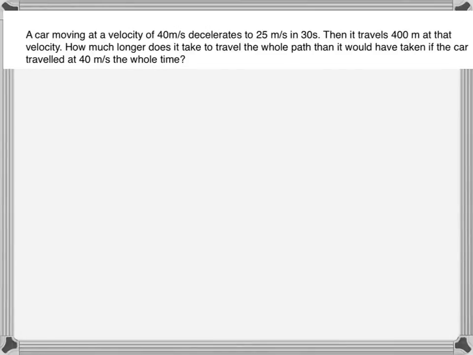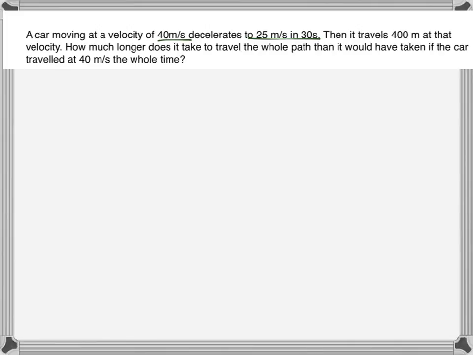It is said that a car moving at a velocity of 40 meters per second decelerates to 25 meters per second in 30 seconds, and then it travels 400 meters at that velocity. How much longer does it take to travel the whole path than it would have taken if the car traveled at 40 meters per second the whole time?